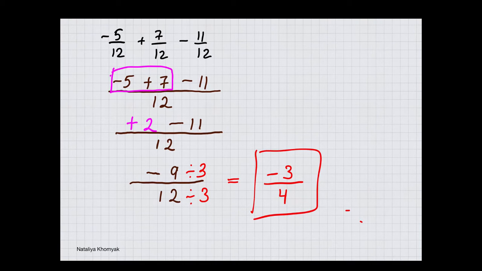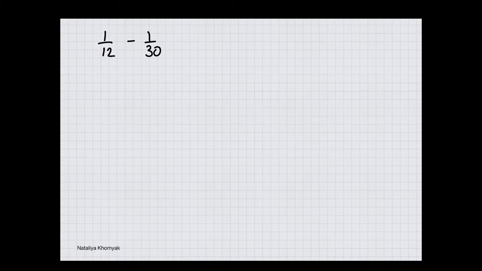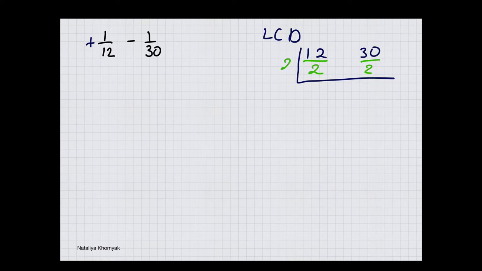This is our answer. Now we have 1 out of 12 and negative 1 out of 30. Now this fraction is positive. For the LCD, we have 12 and 30. We can reduce both of them by 2 since they are both even. It doesn't have to be the largest number that goes into all of them. So 12 divided by 2 gives us 6. 30 divided by 2 gives us 15.